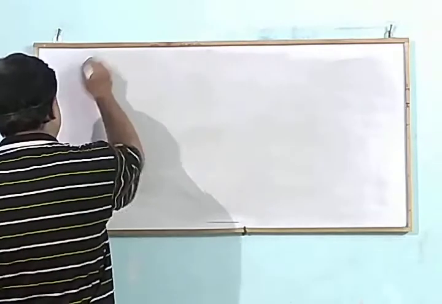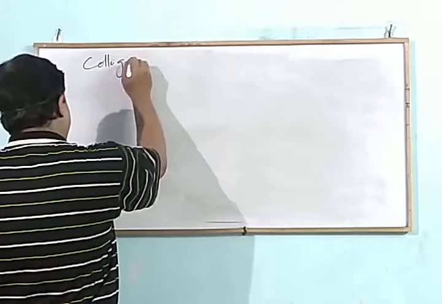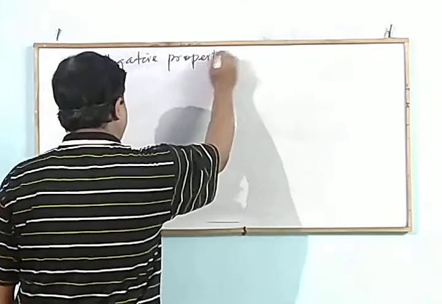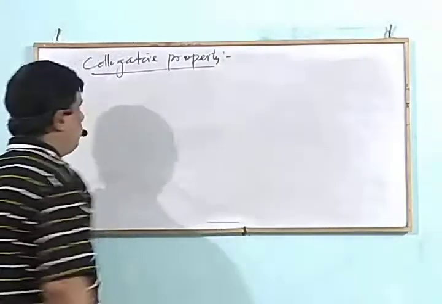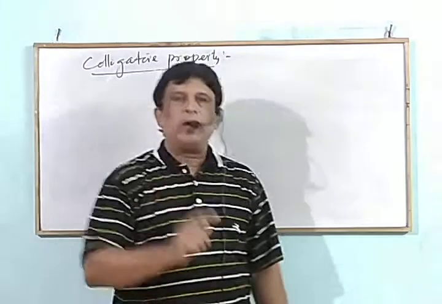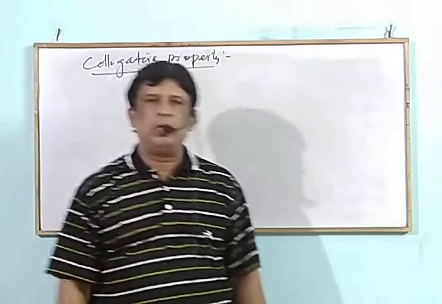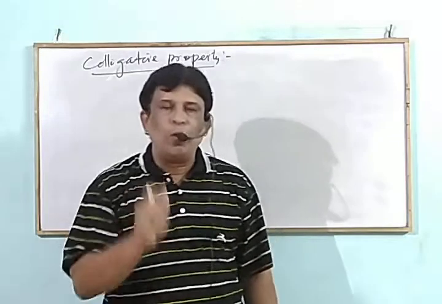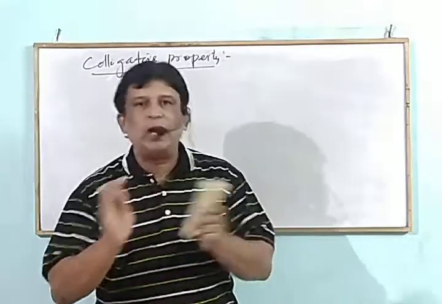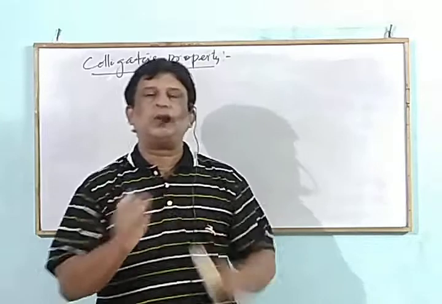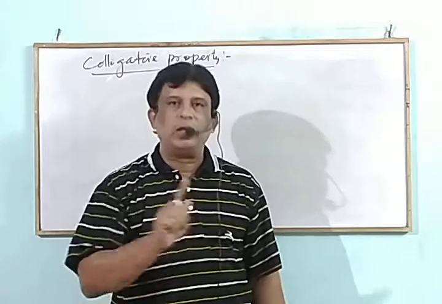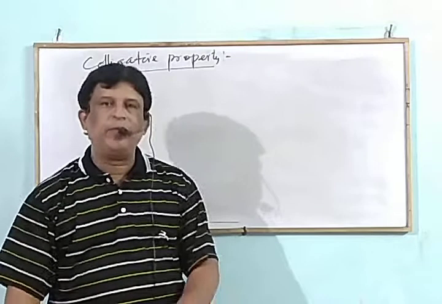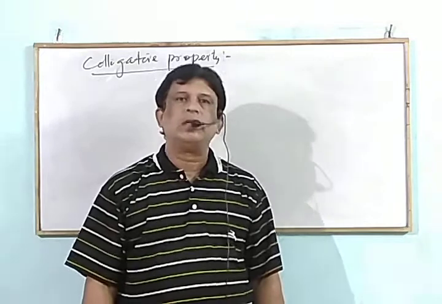Next we discuss colligative property. Very, very important term. What is the colligative property? It is a physical property of a solution which depends upon the number of moles of solute, the quantity of solute, the amount of solute present in the solution, but not its chemical nature. That is composition, chemical behavior. Then that is known as colligative property.